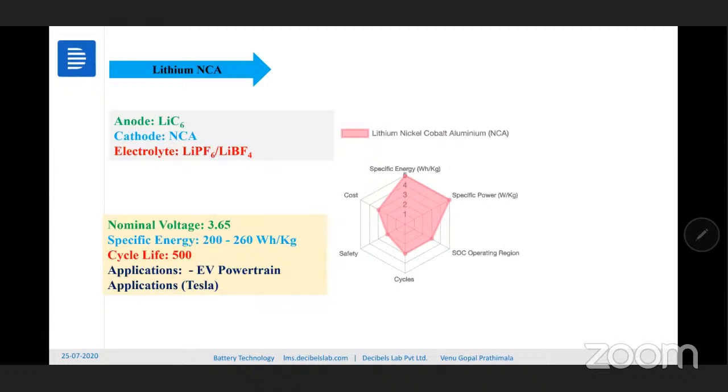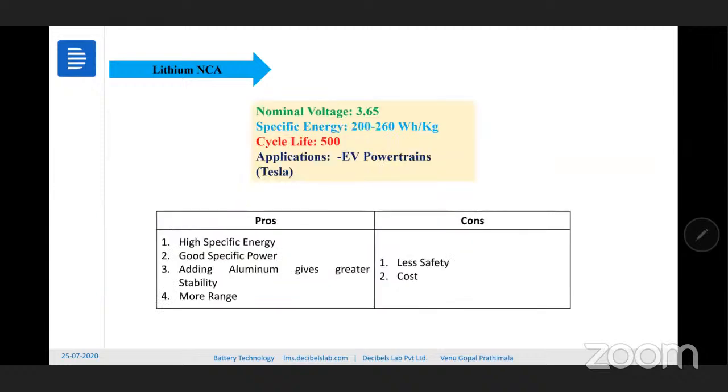And as I told you, here it is having high specific energy. If you are having high specific energy, we can get a good range in kilometers. So there's the reason NCA is having more range. And if you observe Tesla cars, they're using NCA and NMC based cells. The only cons of this particular cell is safety and cost. They are costly and they're less safe.